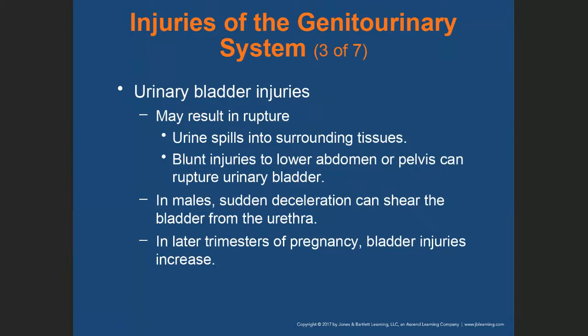Urinary bladder injuries may result in a rupture. When that occurs, urine spills into the surrounding tissues. Blunt injuries to the lower abdomen or pelvis can rupture the urinary bladder. In males, sudden deceleration can cause shearing or tearing of the bladder from the urethra. In the later trimesters of pregnancy, the risk of bladder injuries increases for these patients.